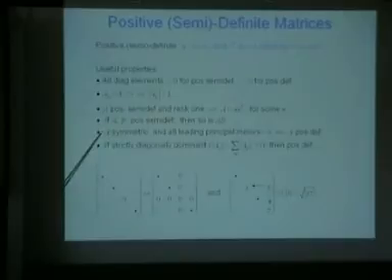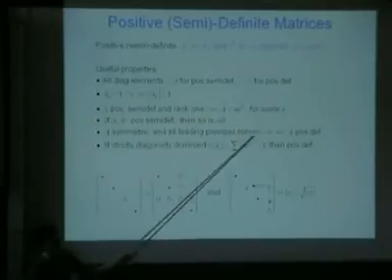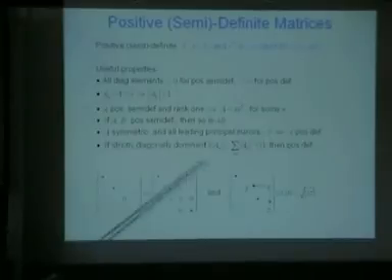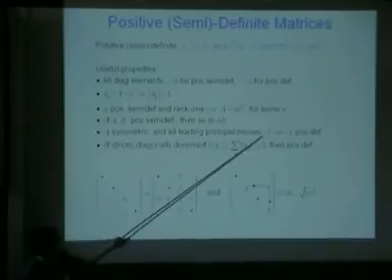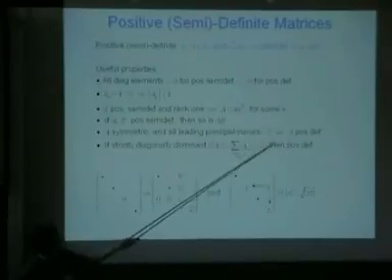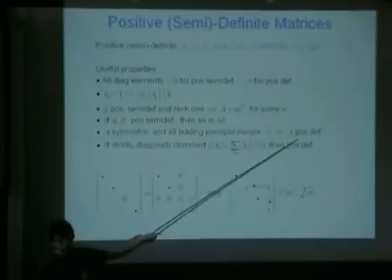Here's an odd one. A is symmetric, and all leading principal minors are greater than 0. What's a principal minor? Take the top left element, that's going to be greater than 0. The determinant of the top left 2 by 2 matrix is going to be greater than 0. The top left 3 by 3 matrix, that will also be greater than 0. This does not work, by the way, if it's only greater than or equal to 0. That is not necessarily positive semi-definite.